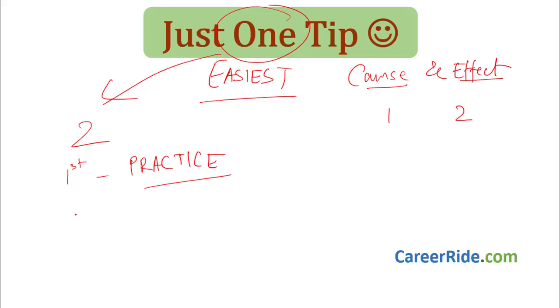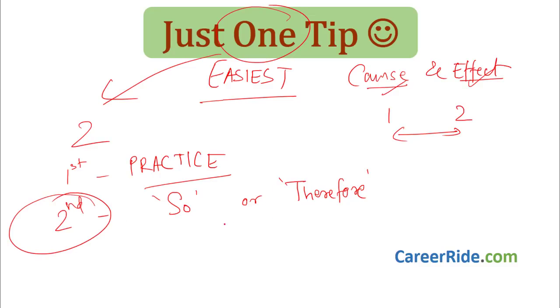The second most important tip is the use of the word so or therefore. You can use either so or therefore. By using these two words to join both the sentences, we can decide which is cause and which is effect. Let's take an example to understand what exactly this second tip is. This tip would help you to solve all sums related to cause and effect.